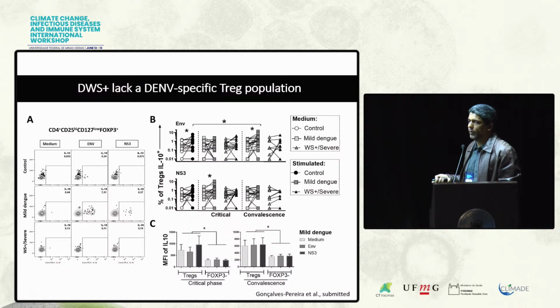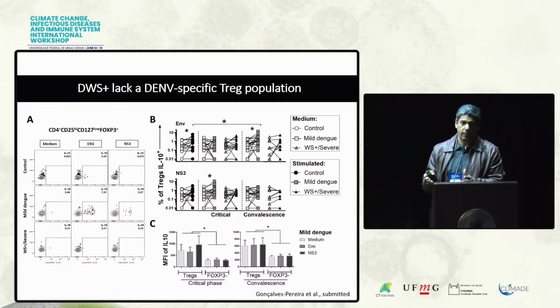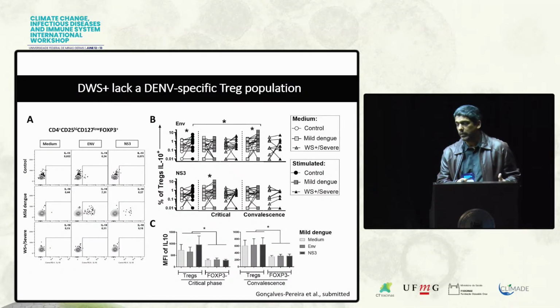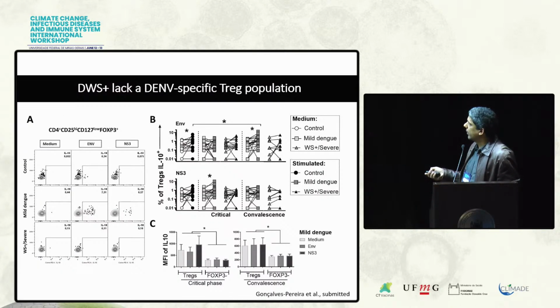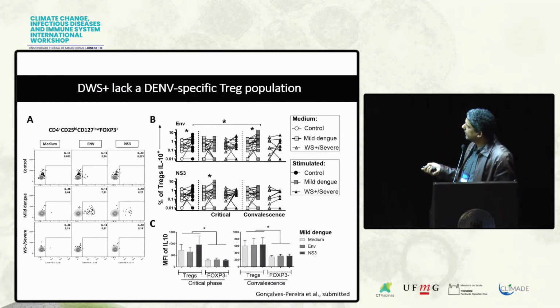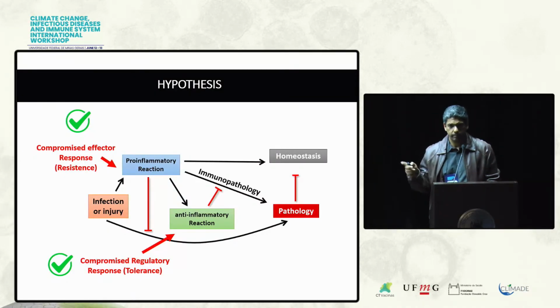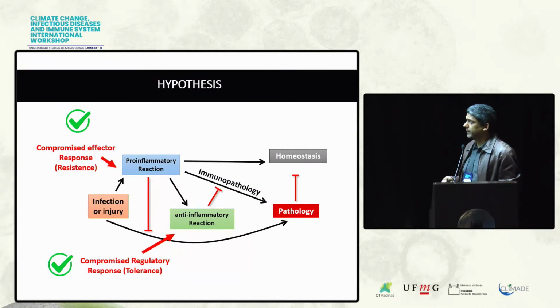Marcela also compared the capacity of the CD4 cells, which are not Tregs, to produce IL-10, and she compared that with the Tregs, and the Tregs, not surprisingly, produce way more IL-10 than the Tr1 cells. So these individuals do have also a compromised tolerance to dengue.